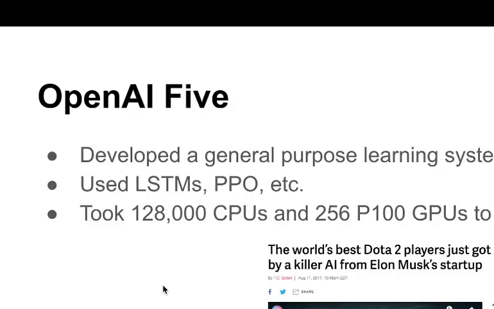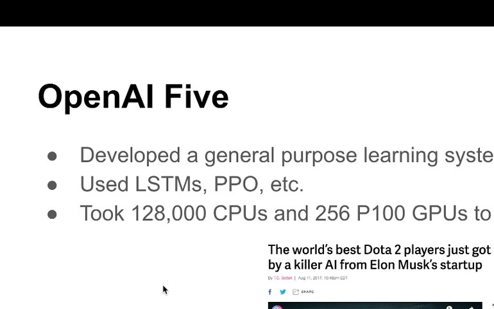Now, let's talk about some reasons to be excited about machine learning, because I don't want to be a naysayer here. After all, what I do is machine learning, so I shouldn't be talking bad about my own field. OpenAI Five, really big news last year. It was actually able to beat the world champions of last year's Dota 2 tournament. Essentially what they did was develop a general purpose learning system called Rapid. I'll show you a picture of what it looks like.